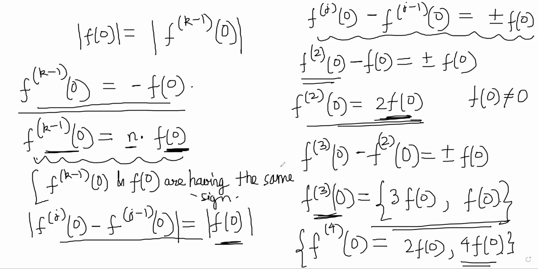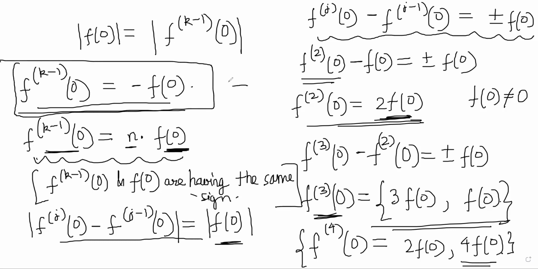But that is a clear contradiction to this statement. We were working under this case, right? We were working under this case where f of k minus 1 of 0 is negative of f of 0. And now we are getting it is n times f of 0, where n is a positive integer. So this is contradictory. So both the cases we got contradiction.